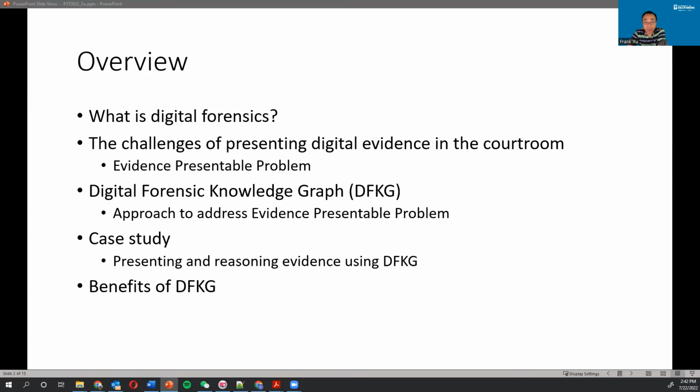After that, I will demonstrate a knowledge graph-based approach to address the evidence presentable problem. We named the graph the Digital Forensic Knowledge Graph. Also, I will briefly show a case study that uses a digital forensic knowledge graph to capture the digital forensic intelligence of a cybercriminal case and demonstrate how to reason presentable evidence using the knowledge graph. Finally, I will conclude the paper with the benefits of using the digital forensic knowledge graph.